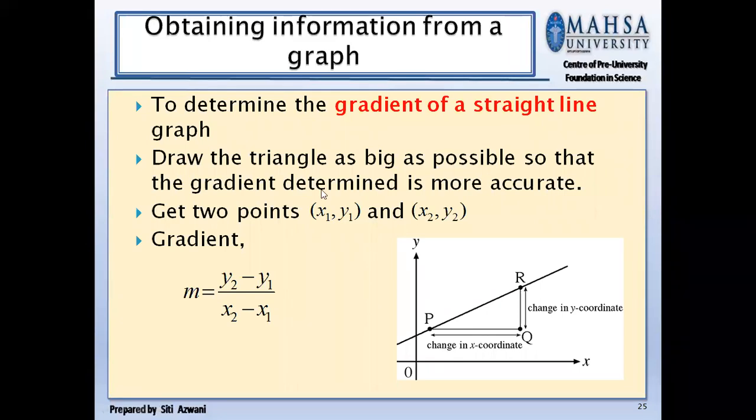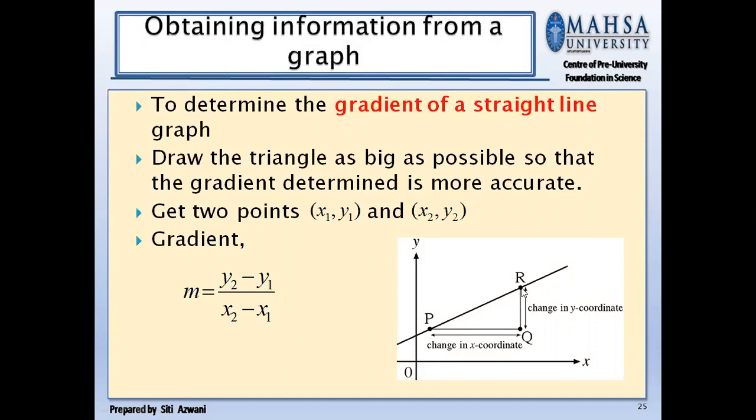So that the gradient is more accurate, you need to draw the triangle as big as possible. Don't draw a small triangle on your graph paper, it's not accurate. Draw a triangle as big as possible so that the gradient, the slope, is more accurate. Then get 2 points, x1, y1 and x2, y2. The formula to calculate the gradient, the slope, symbol m, is m equals y2 minus y1 over x2 minus x1.